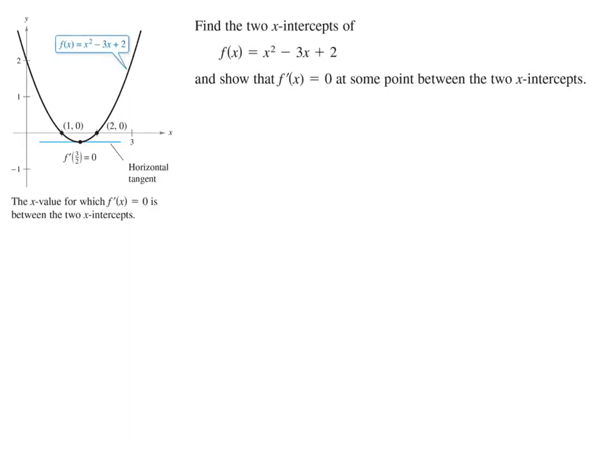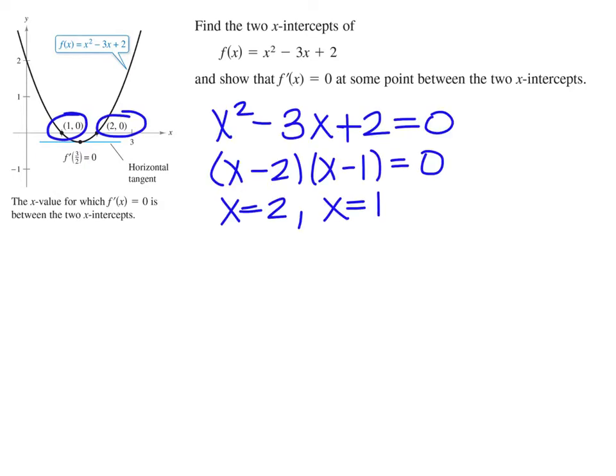Let's start off with this problem where we're asked to find the two intercepts of this quadratic and show that f prime of x is equal to 0 at some point between those two x-intercepts. So what I've done first is set our f of x equal to 0 to find the two x-intercepts. So that's going to be at (1, 0) and (2, 0). And next I'm looking to prove that f prime of x is equal to 0 somewhere between x equals 1 and x equals 2.